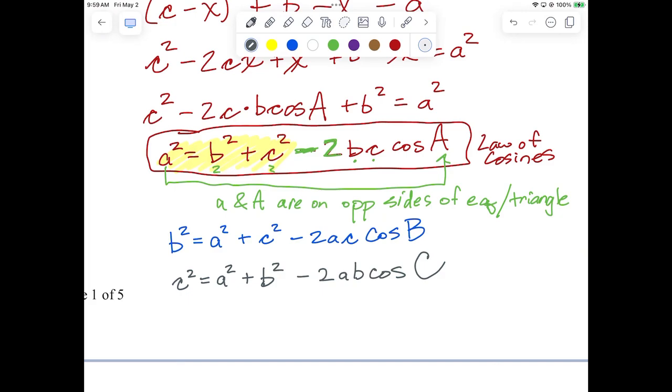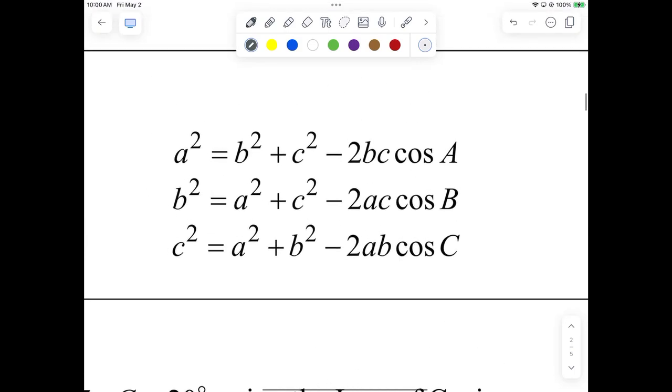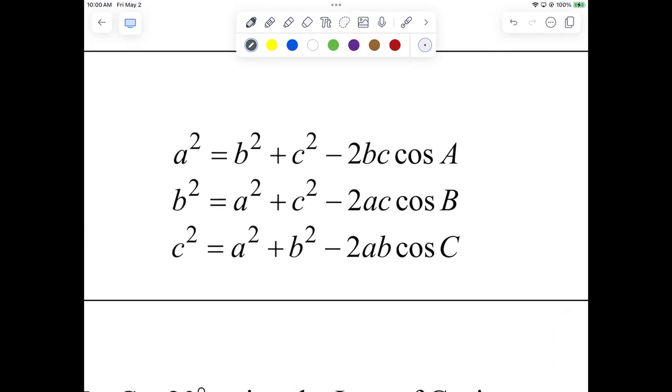So we use the a by itself on the left side to find little a. We use the b by itself on the left side to find little b. And we use little c on the left side by itself to find little c, okay? Just remember that whatever little side is by itself, the angle opposite is on the opposite side with the cosine, all right? Okay, if you want to see that written in the box, there it is in the box, all three of them. The law of cosines.